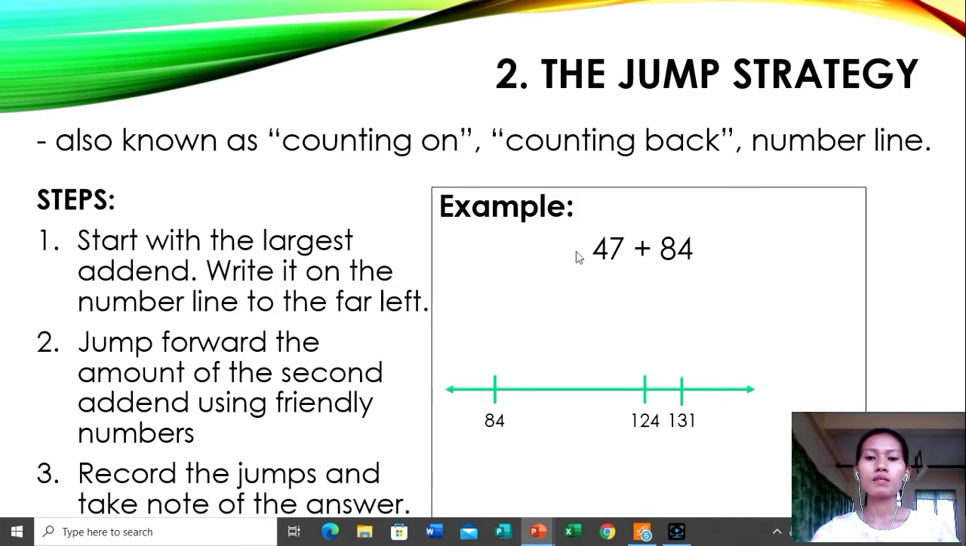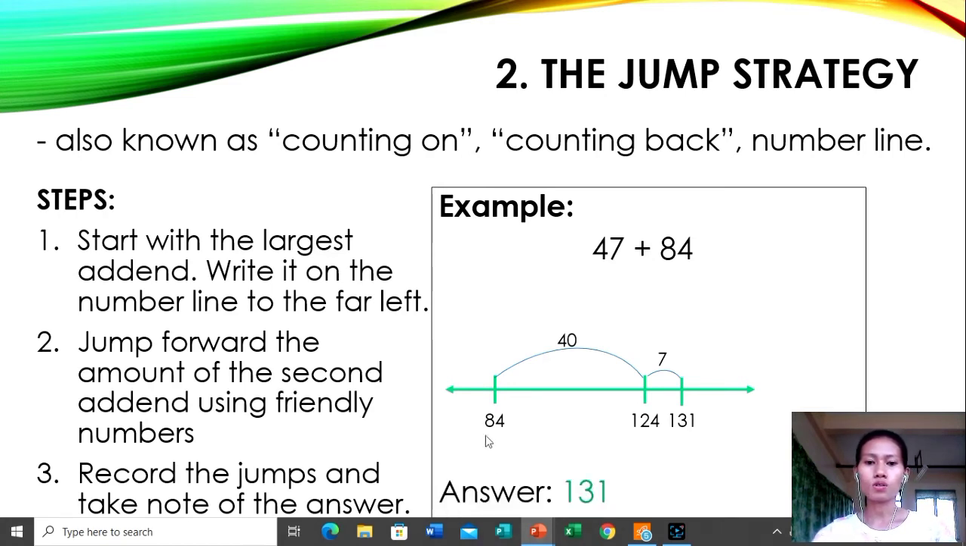So, in this case, we first split the 47 into 40 and then 7, because 40 is a friendly number. So, from 84, we will first jump 40 times. When we jumped 40 times, we landed on the number 124. So, from 124, we will jump again 7 times to make it 47 jumps. So, after jumping 7 times from 124, we will land on 131. And that would now be the answer, 131.